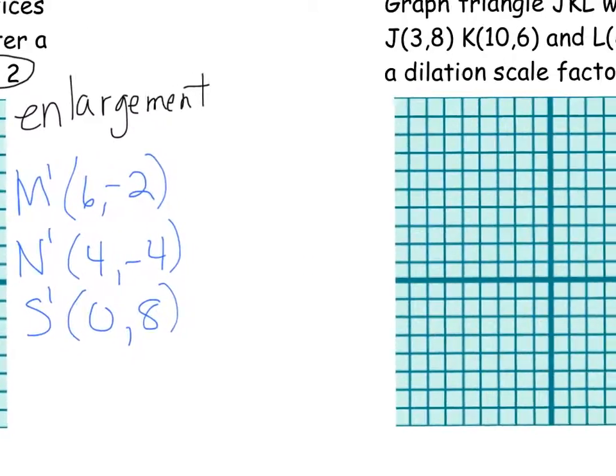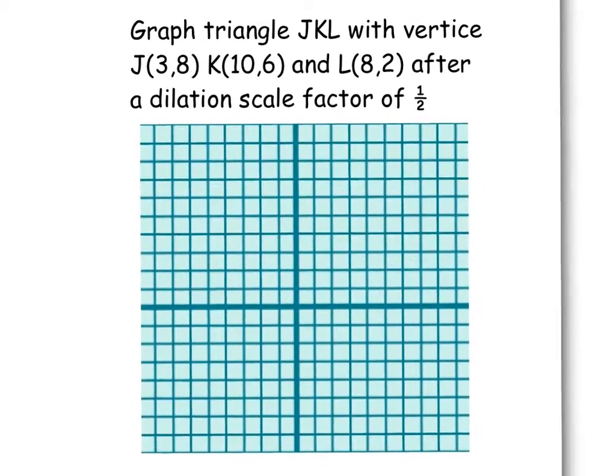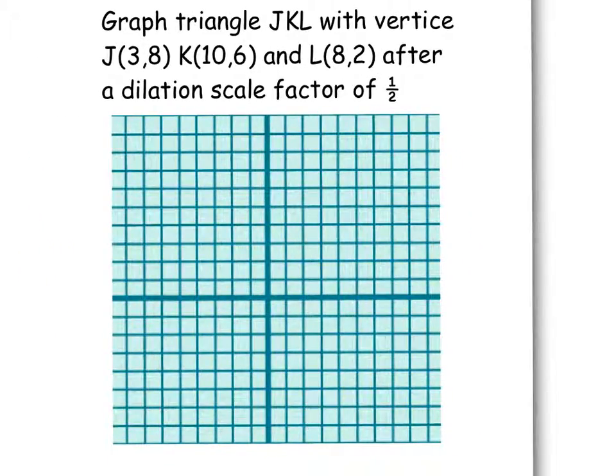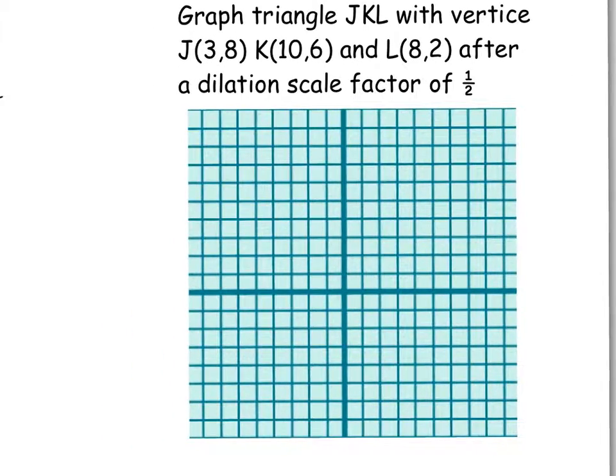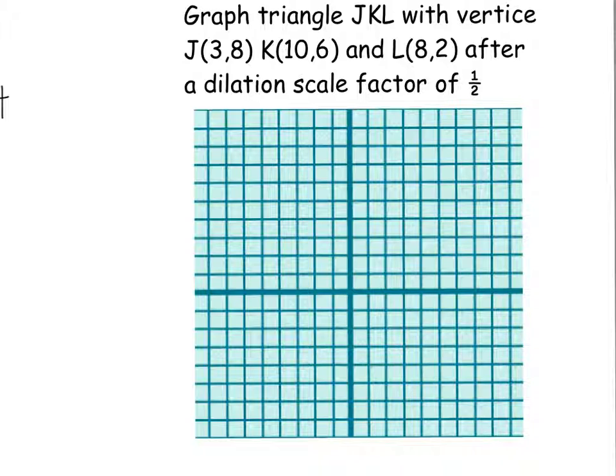Now let's come over here. We're going to try another one. We're still going to graph our original, so let's go ahead and do that. We're going to graph triangle JKL, so J is over 3, up 8. K is over 10, up 6. And L is over 8, up 2.